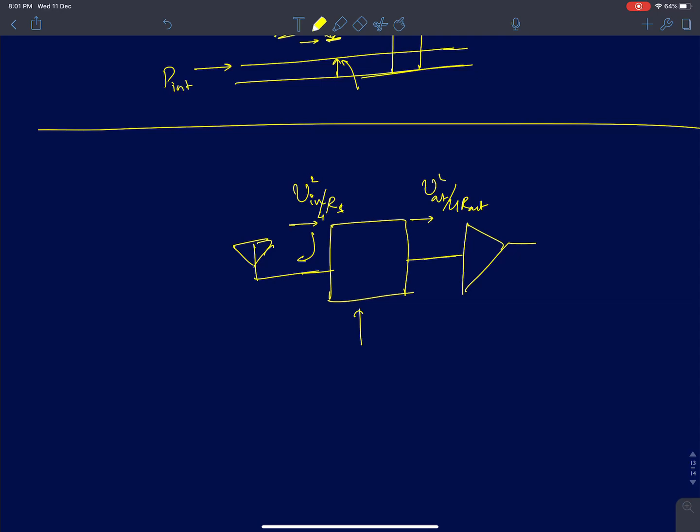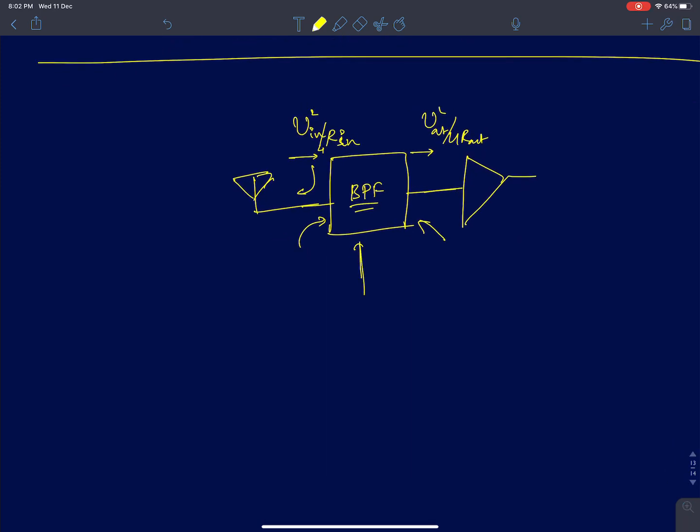I'll use R in here. R in is the input resistance of the band pass filter. So this is the band pass filter. The output power we discussed for a passive circuit will always be lower. And we also discussed these band pass filters are mostly passive band pass filters. So the output power V out square by 4R out will obviously always be less than or equal to the input power, which is V in square by 4R in.